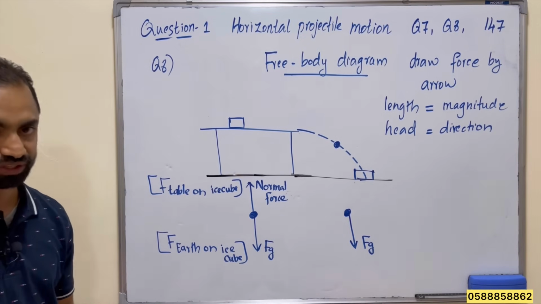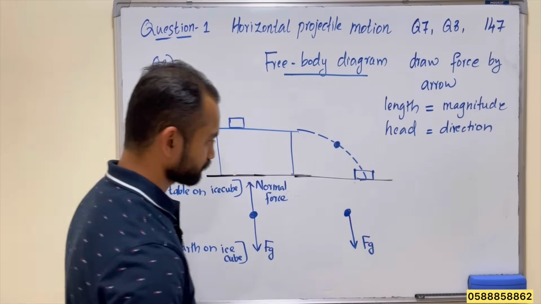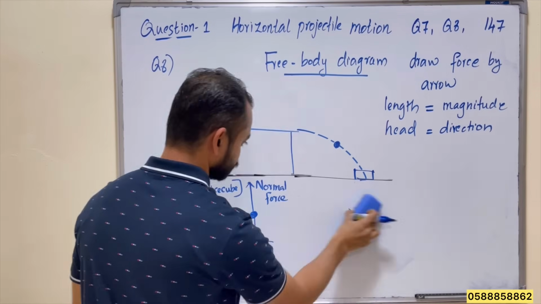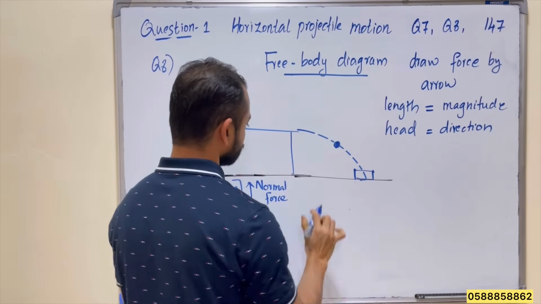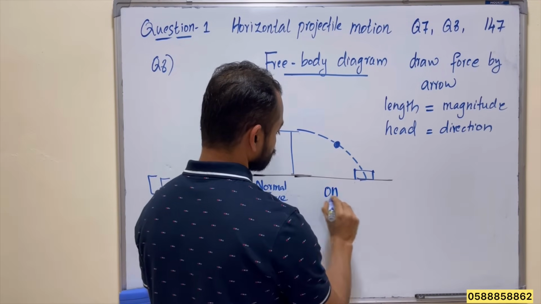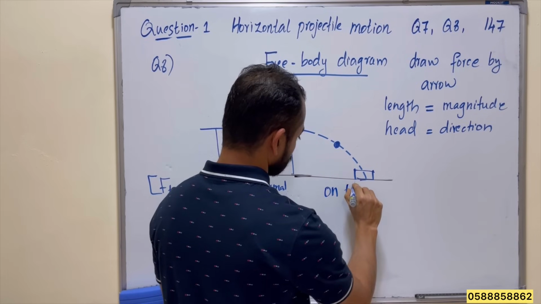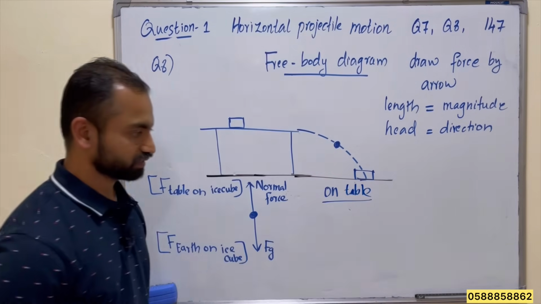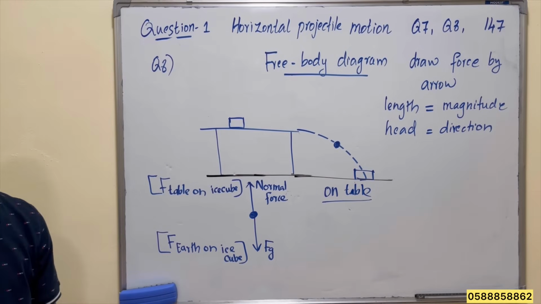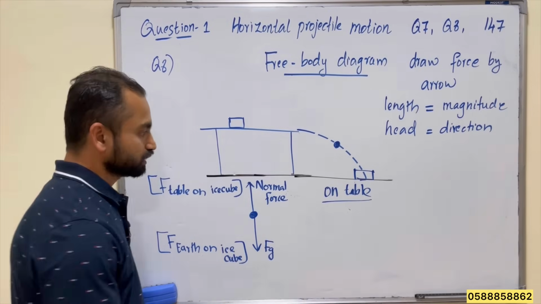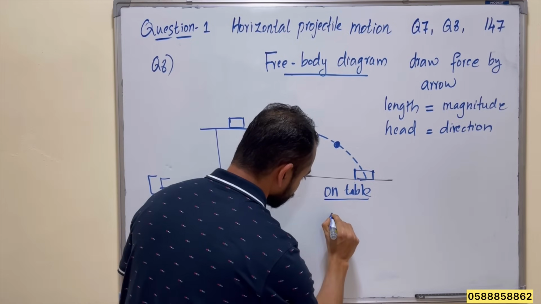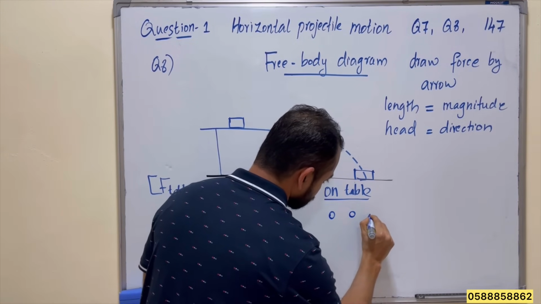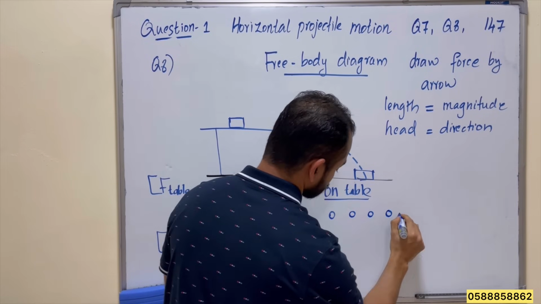Now we will draw the motion diagram. I will just erase this one. First we are drawing the motion diagram when the ice cube is on the table. It is moving at a constant speed, right? How do we know it is moving at a constant speed? That is given in the question. If it is moving at a constant speed, then we draw equal separation between the dots.